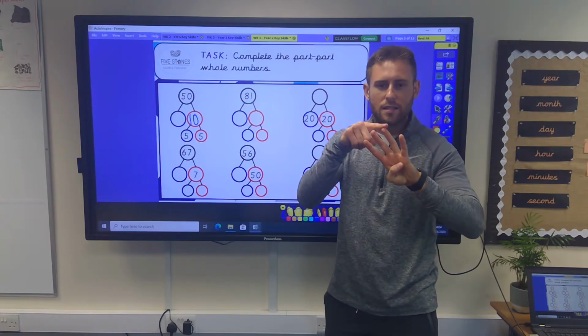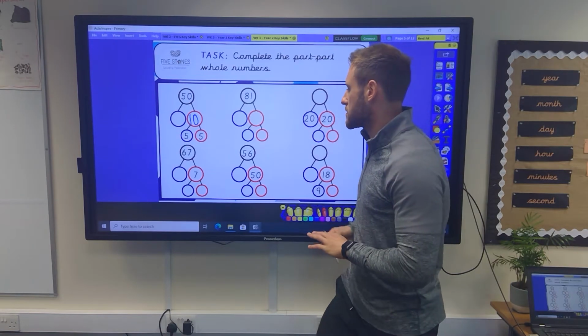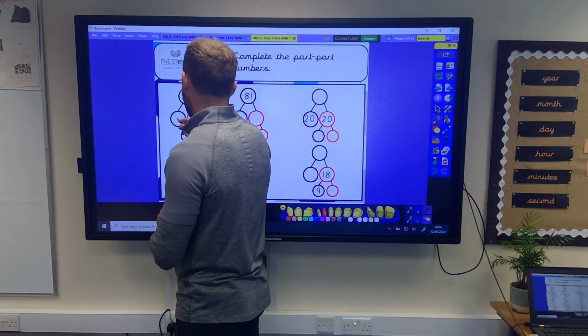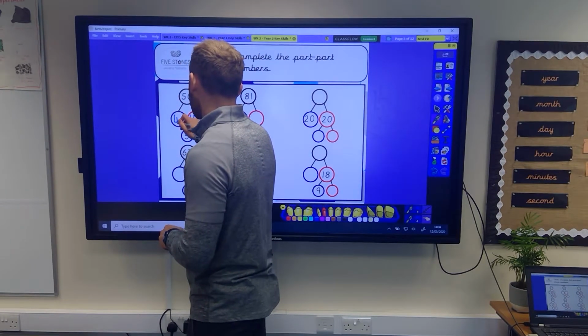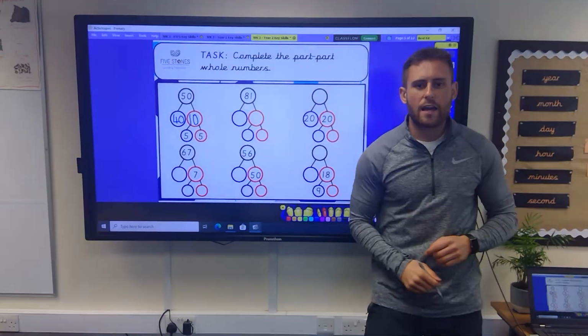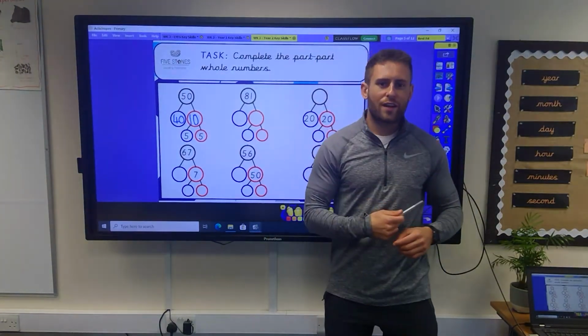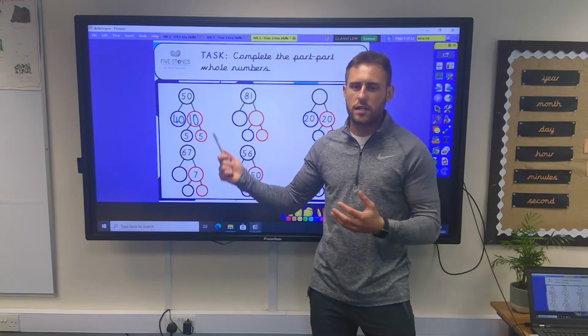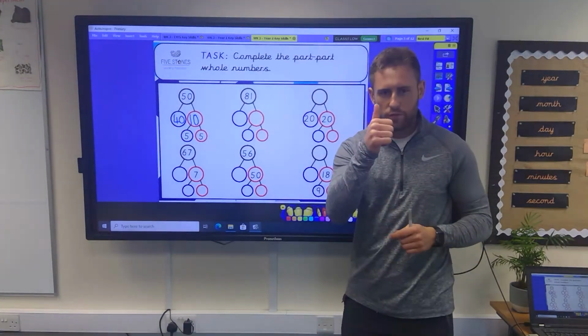Our other part is 10, 20, 30, 40. So well done if you managed to spot that. Good work. So we've got a part of 40 and a part of 10 makes the whole of 50.